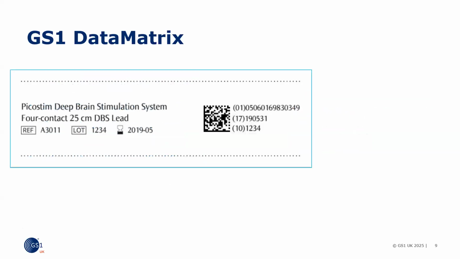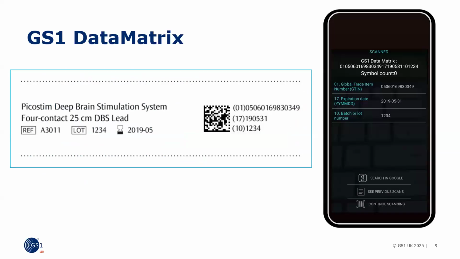Here we have the GS1 data matrix capturing the GTIN, expiry date, and lot. Here is a scan of this barcode showing the symbol type and the 3 data elements split out to be entered into different columns in a database connected to the scanning device.